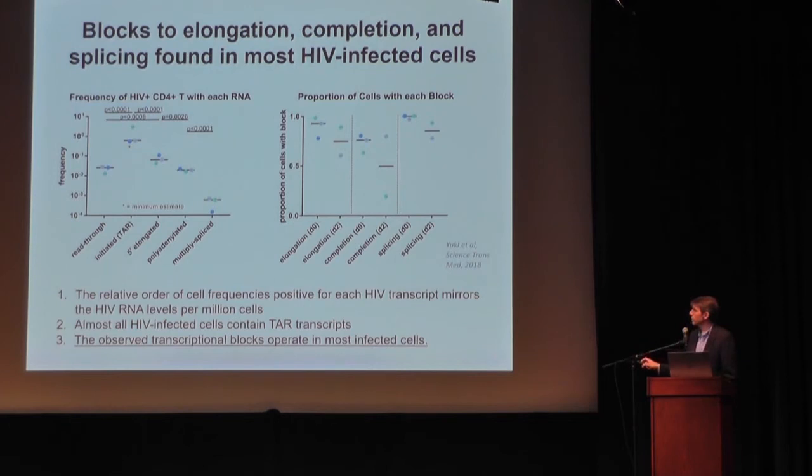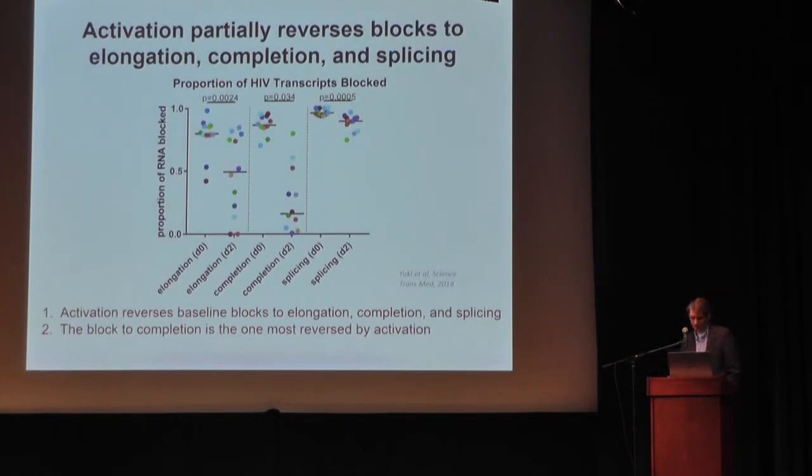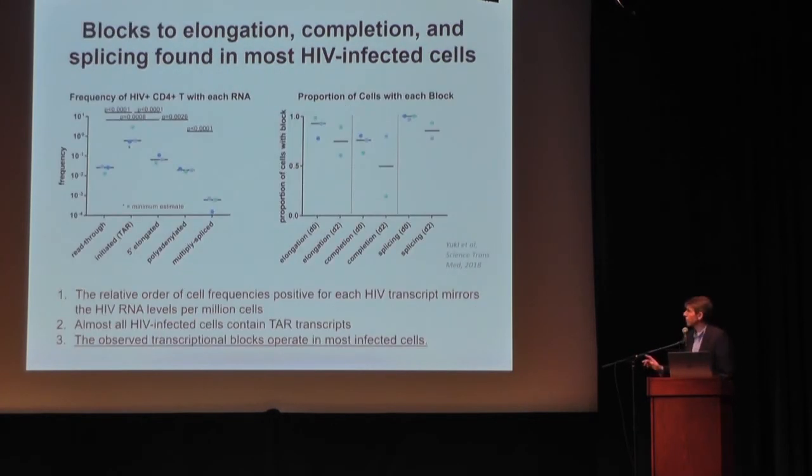We can use the frequency of cells that have each transcript to figure out the frequency of cells that have blocks. For example, if you look at the frequency of cells that have initiated transcripts and the frequency of cells that have elongated transcripts, you can use the ratio to figure out what frequency of cells have a block to elongation. So on the right side, this is what I'm showing.